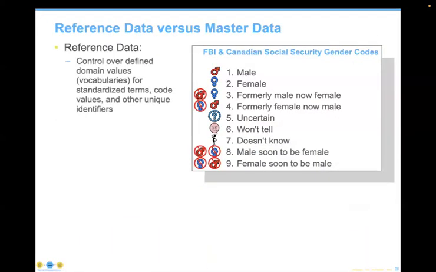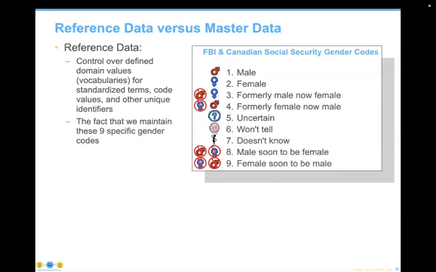Reference versus master data. The reference data in this example, you can see that in the days prior, there were 9 gender codes mandated by law that the Canadian Social Security system used at this point in time. This comes from a lawsuit I was involved in, a lot of fun stories around that. But you can see it was male, female, formerly male, now female, formerly female, now male.